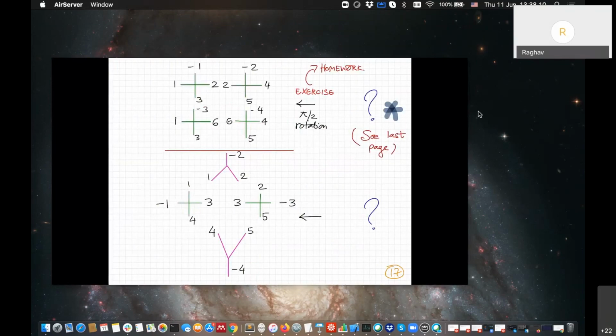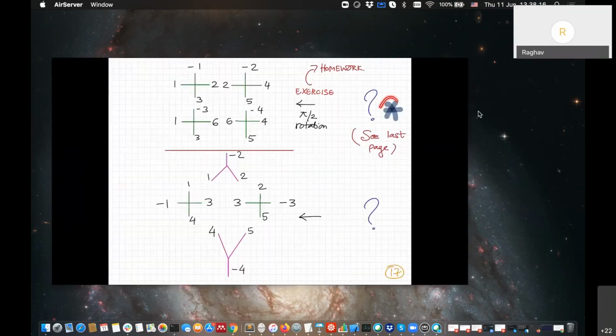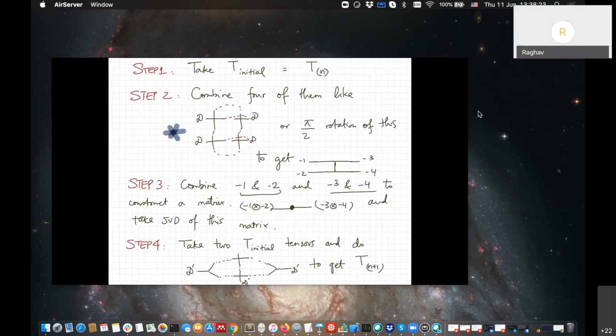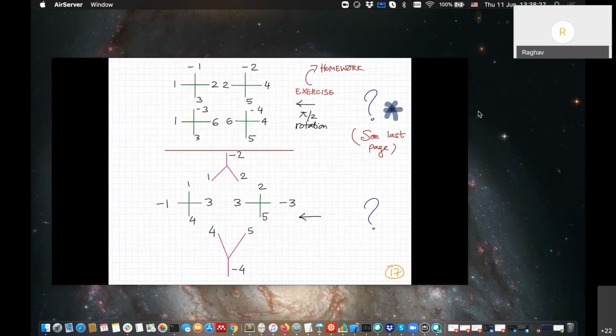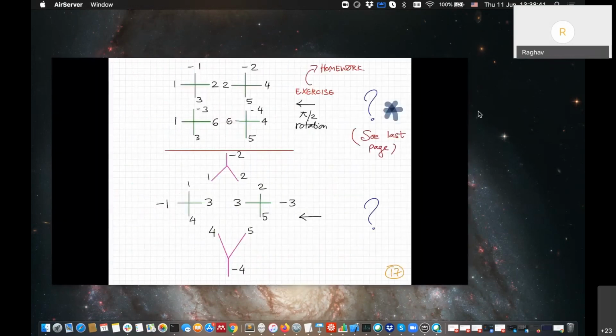So for example, this tensor, which is marked with this asterisk here, is something like this. When you do a pi by 2 rotation of that, you get a setup like this. So this was -1 and -2 here. Now you have -1 and -2 on the top, right? So this is pi by 2. So this is along the y direction, and this was along x direction, right? So these are two steps of coarse graining which we do.